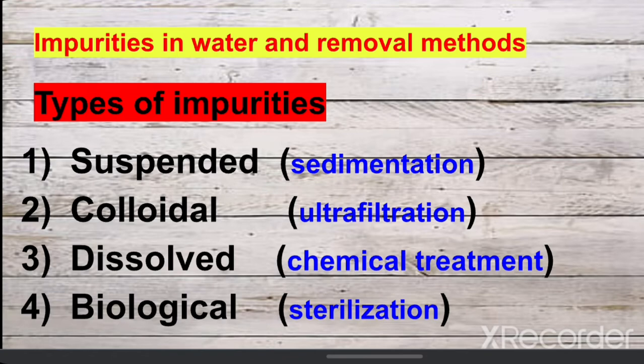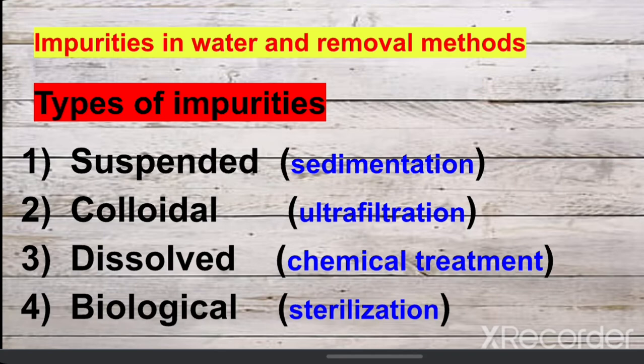The first is suspended. What is suspended? Impurity particles like soil, sand, or organic waste in water, having a particle size greater than 1000 angstrom and visible, are the suspended impurities. The removal method for suspended impurities is sedimentation, which is very important. So sedimentation is the method of removal.